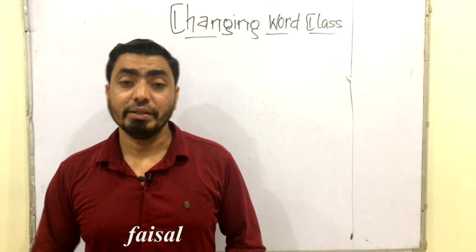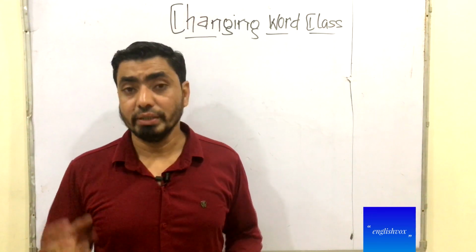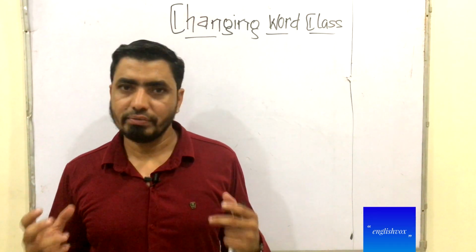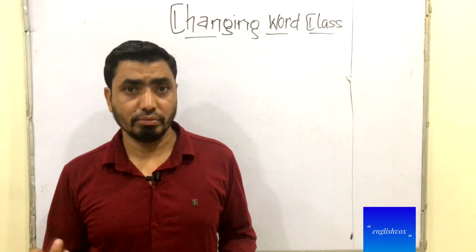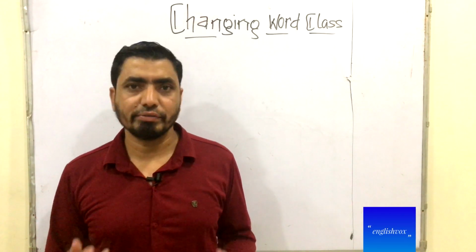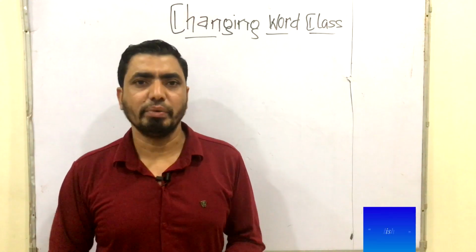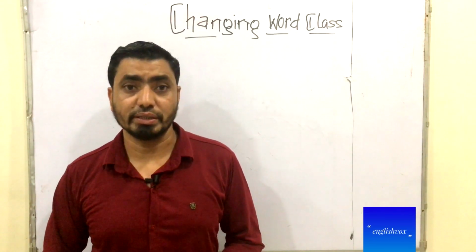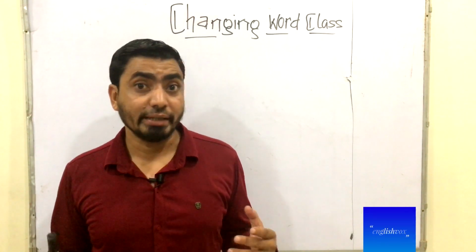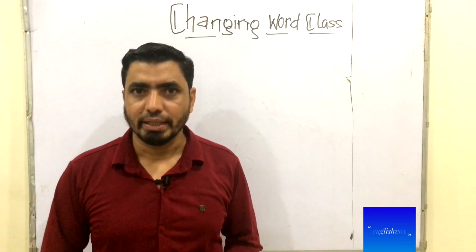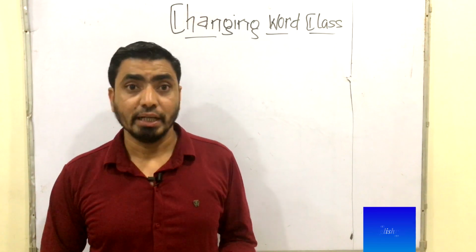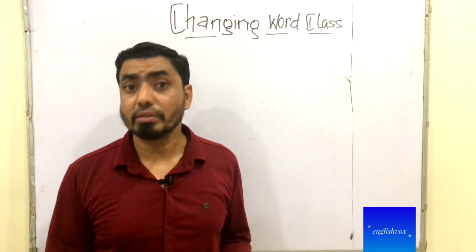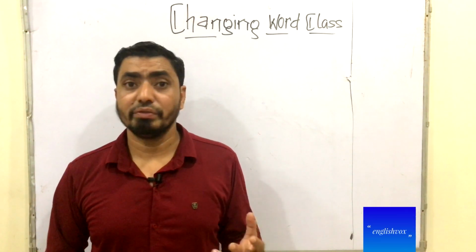So friends, when we go to speak English, we need vocabulary, and in our vocabulary we use a variety of words. We use nouns, verbs, adjectives, adverbs, and there is a list of parts of speech to use these words. But you might have heard about word formation. When we have to form a new word from established words, we add a prefix or suffix, and in this way we form a new word.